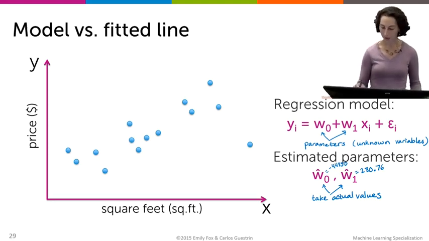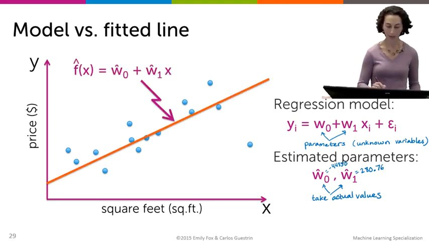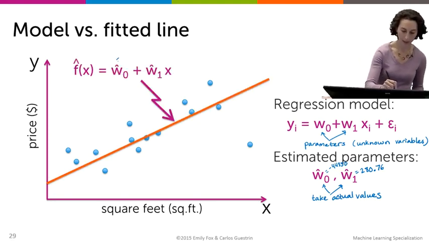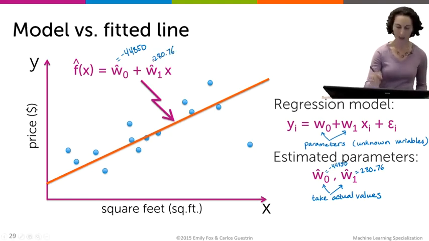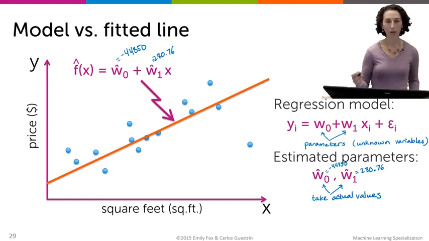Okay, so these estimated parameters define a specific line. That's what this is. This line represents minus 44,850 plus 280.76 times x. So a model is in terms of some parameters, and a fitted line is a specific example within that model class. So it's a specific line.